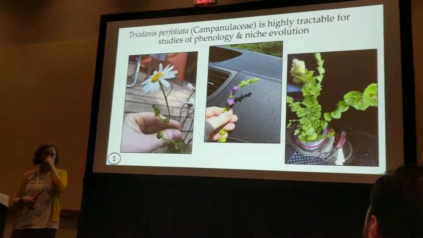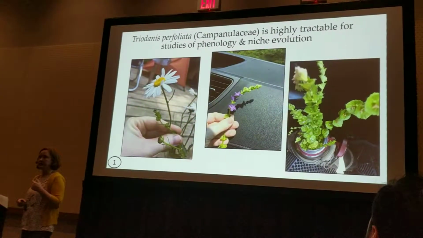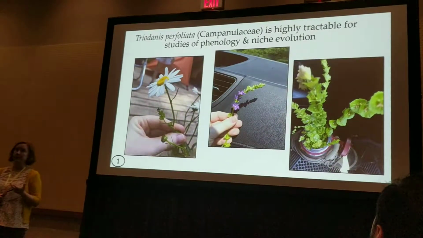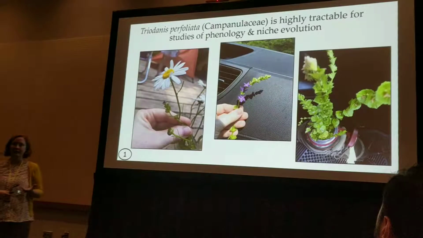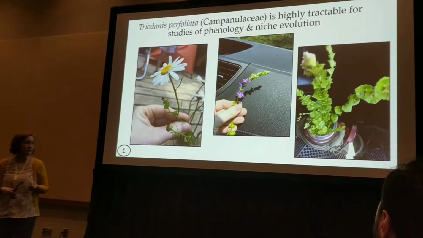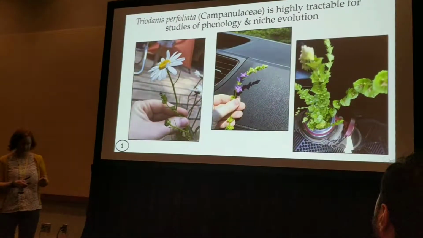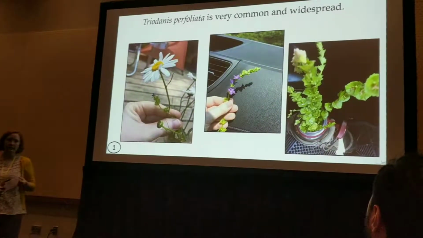So first of all, this is Tritannus perfoliata and the companion Acaceae. I happen to think that it's an awesome study system for all kinds of stuff. I think it's particularly tractable for studies of phenology and niche evolution. One reason for that is that it's extremely common.